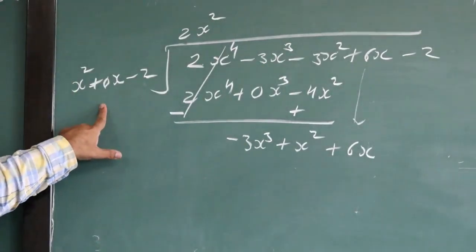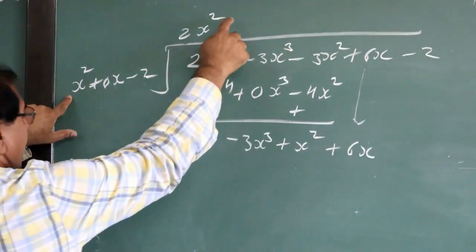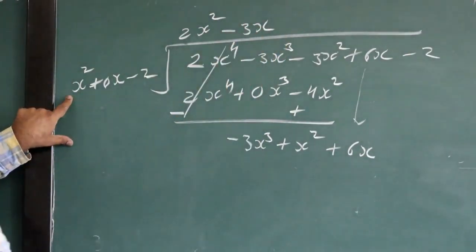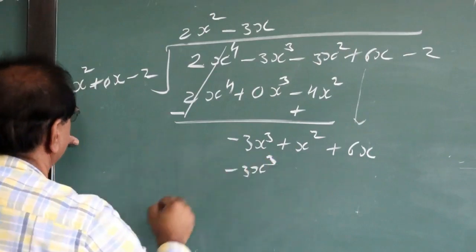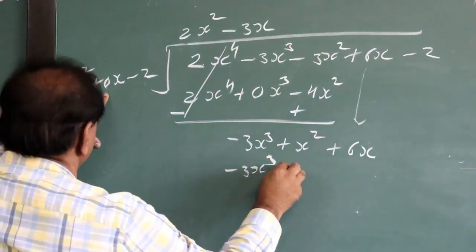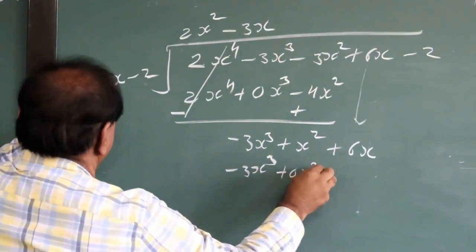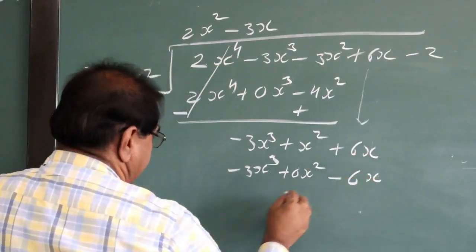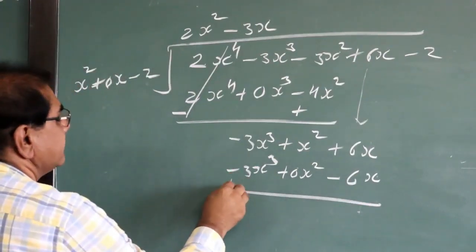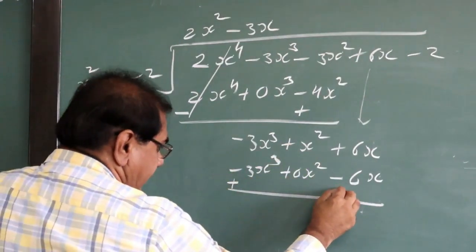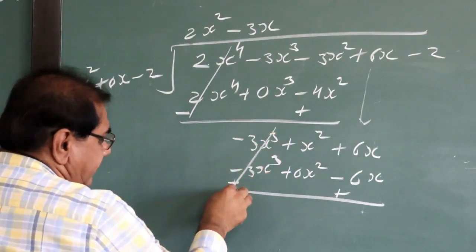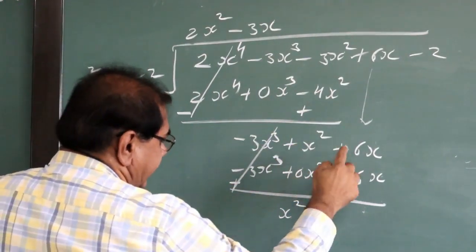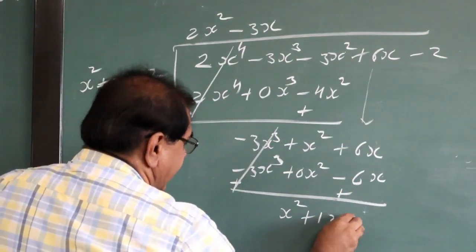Again we go for division. x square into what makes minus 3x cube? So minus 3x is your answer. So it is minus 3x cube. 3 zeros are 0, so it is plus 0x square. And minus 3 into minus 2, minus 6x. Minus becomes plus, 0 any sign can be given, here plus. So this is cancelled. 1 plus 0, 1x square, plus 6x plus 6x, plus 12x.